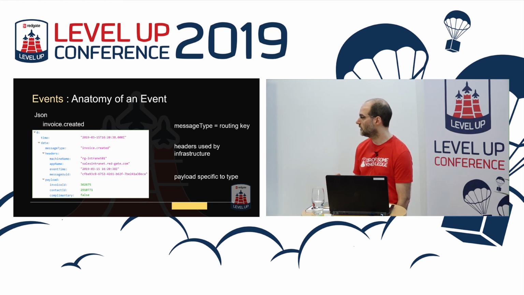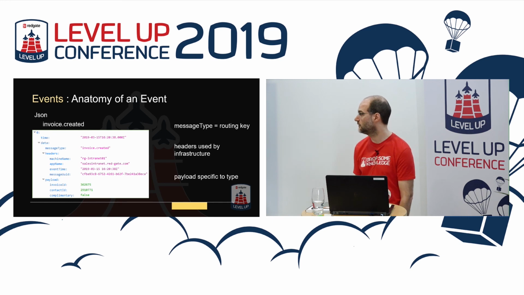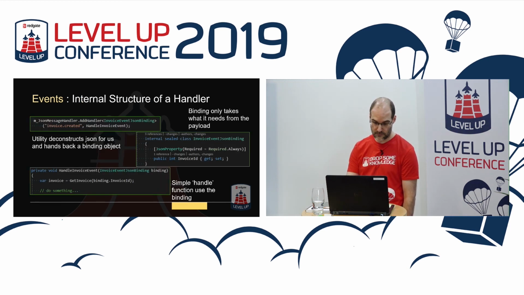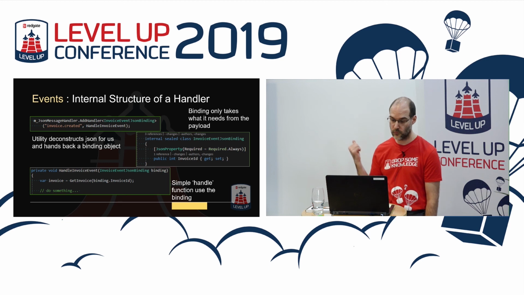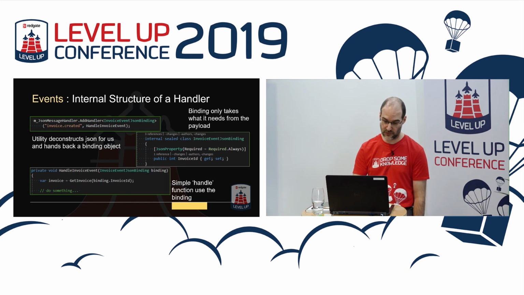Events themselves are fairly simple. They're just little blobs of JSON. They have a few little common bits. They have a timestamp. They have the message type, which is the routing key that we mentioned earlier. So this is an invoice created message. So every queue that cares about invoice created will get to see this. They have a set of headers that are mostly for monitoring purposes, and then it has a payload. Here it's the invoice ID and contact ID. Internal structure of a handler, not really very interesting. Basically, it's very simple. We have a handler method, we have a binding, and then we have a function that just wires those two together.